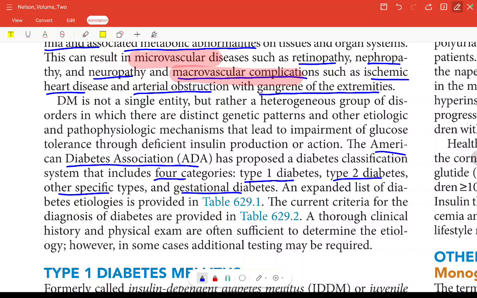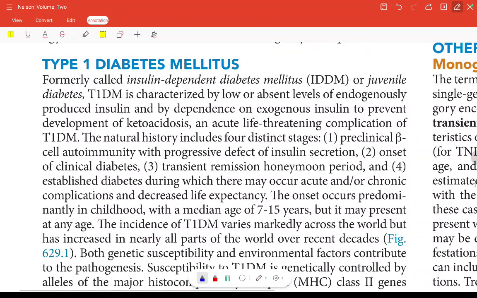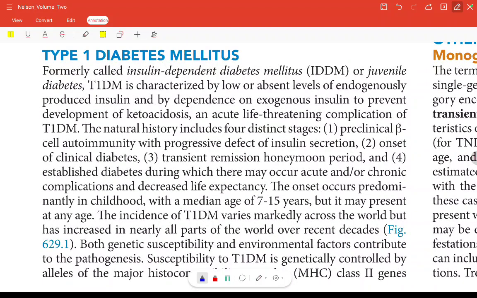An expanded list of the diabetes etiology is provided in this table, which we will read. The current criteria for the diagnosis of diabetes are provided in another table. A thorough clinical history and physical examination are often sufficient to determine the etiology. However, in some cases, additional testing may be required. Starting with type 1 diabetes mellitus, formerly called insulin-dependent diabetes mellitus or juvenile diabetes. This was previously its name, insulin-dependent diabetes mellitus. Now it's type 1 diabetes mellitus.